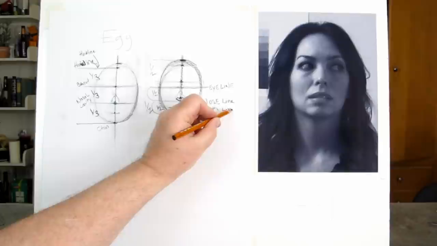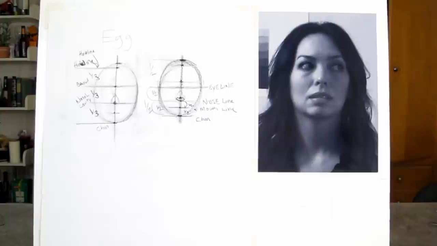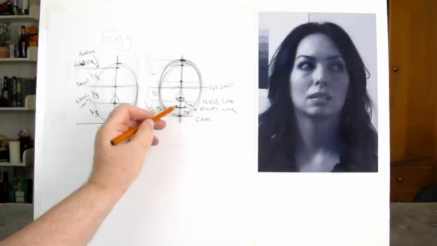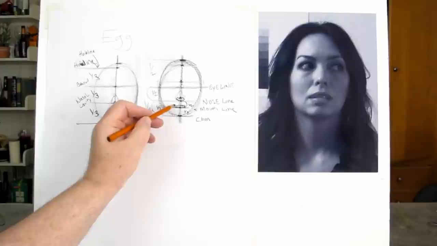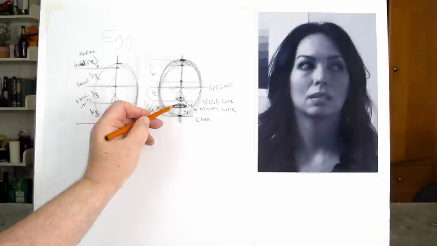Now when you use this method, there's something very important for you to understand. The thing you need to understand is that on that mouth line, this is the bottom lip. So the entire mouth, what we think of as the mouth, is above that line. Okay, so we'll just put a basic mouth. It's a hideous mouth, but we'll just say, yeah, it's a mouth for our purposes.